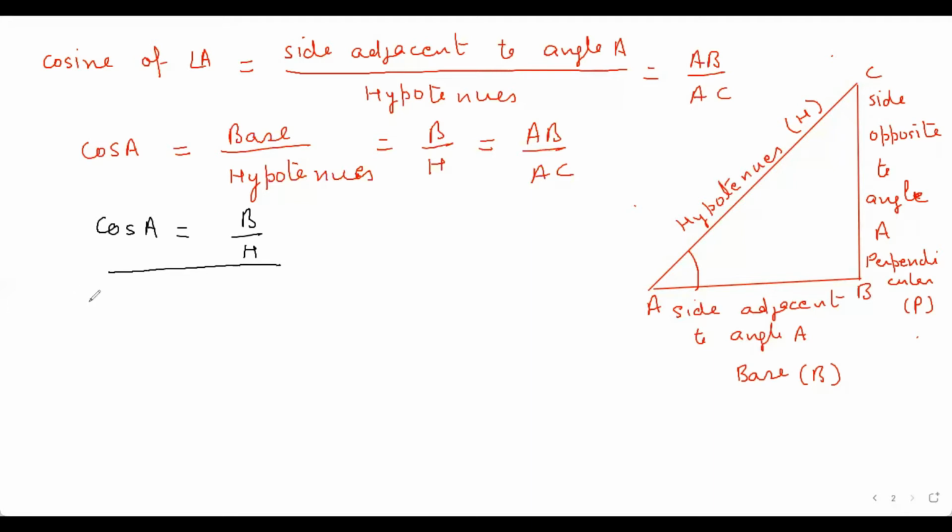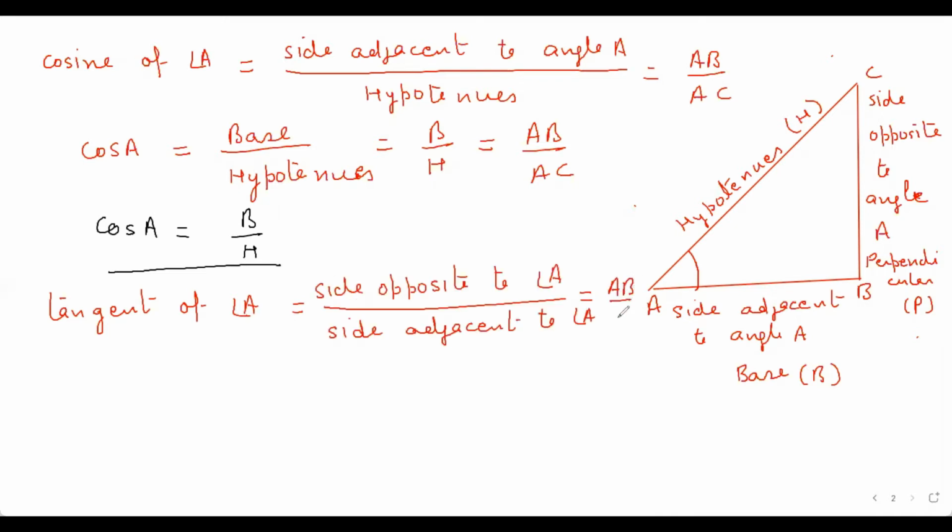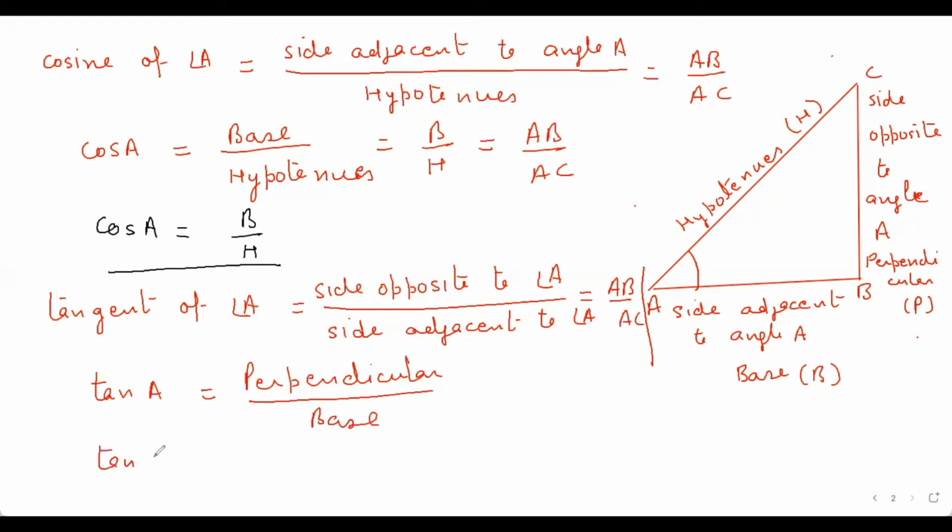Now I am going to write tangent of angle A. That is equal to side opposite to angle A upon side adjacent to angle A. Tangent, T-A-N-G-E-N-T, tangent of angle A is equal to side opposite to angle A upon side adjacent to angle A. In abbreviation, we write it as tan A, which means perpendicular upon base, that is tan A is equal to P by B. P means perpendicular, B means base. This is what we are going to learn.